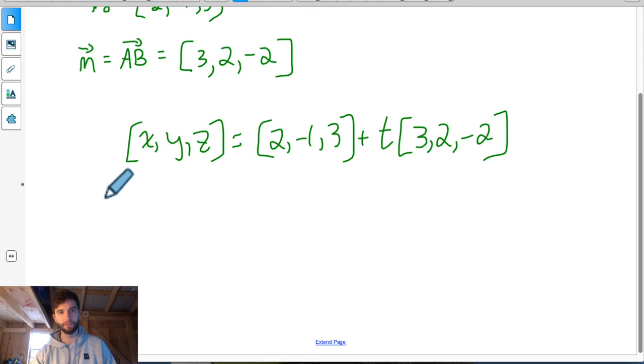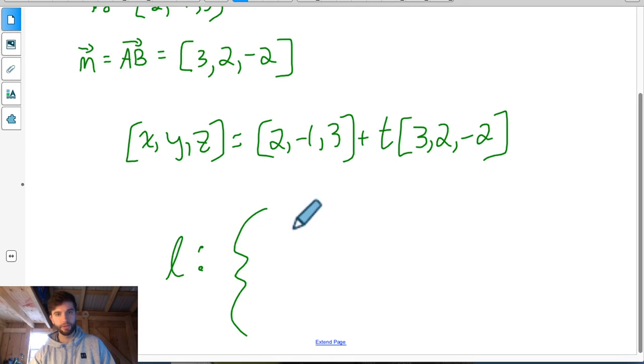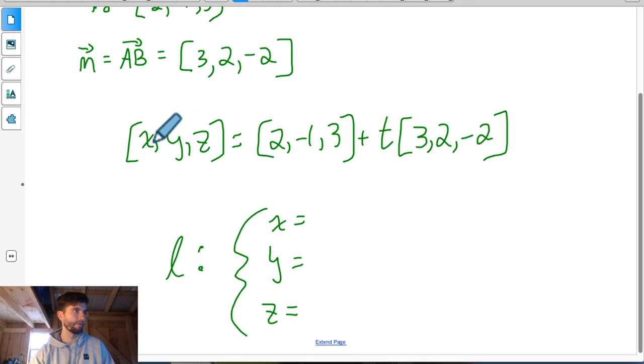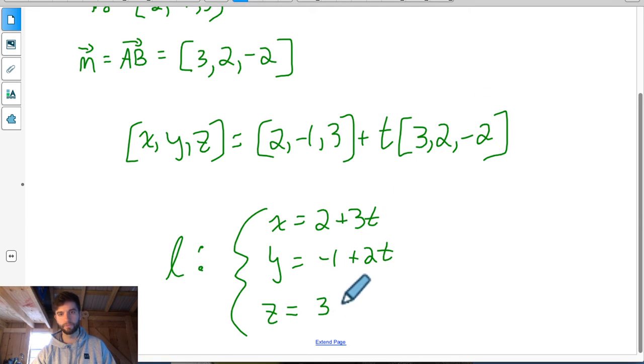Okay, so the parametric equations, we'll write the line is equal to the following x, y, and z equations. So the x equation just describes how we get the x component of the resultant vector. So 2 plus 3t is how we get the x component. The y component we would get by doing negative 1 plus 2t. And the z component we would get by doing 3 minus 2t. So there are the vector and parametric equations. Alright, that's pretty much it for this lesson, guys.